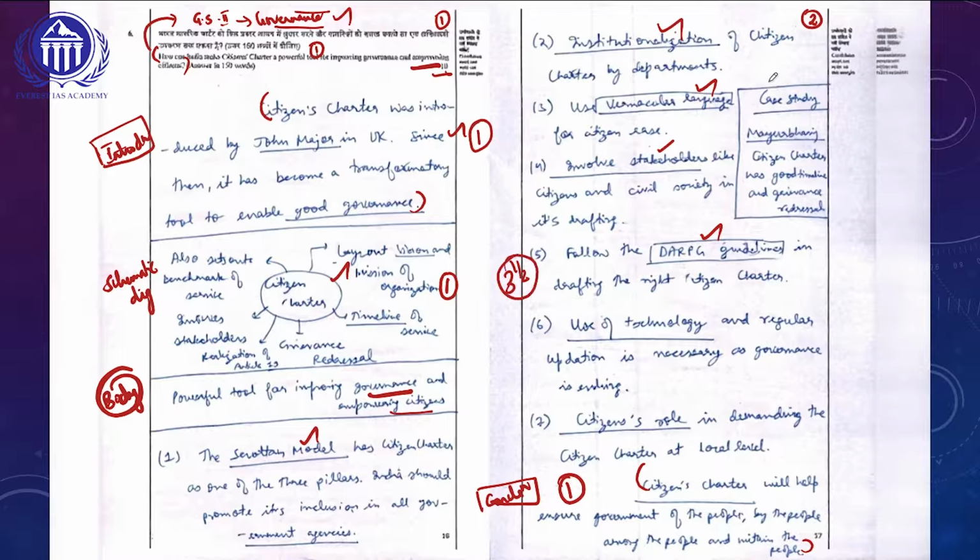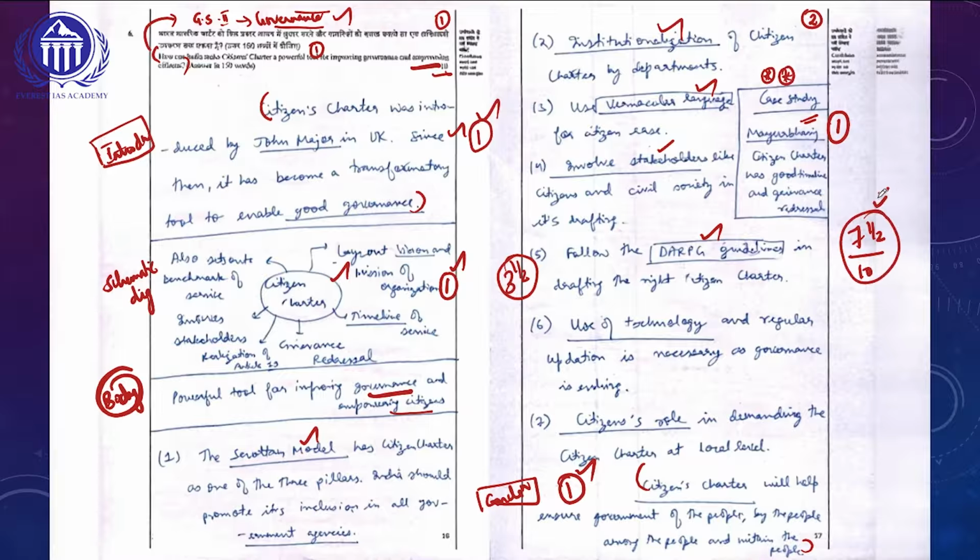Not only that, what is very creative and attractive about this topper is putting a box and highlighting the case study related to the Citizen Charter: Mayurbhanj Citizen Charter, good timeline and grievance redressal. For this case study related linkage, this topper will be getting an extra 1 mark. So overall, in this answer writing technique, this topper has got 1 mark for the introduction, 1 mark for the meaning of the Citizen Charter, and 1 mark for the conclusion. So here he got 3 marks, and in the body of the answer 4.5 marks. Overall, he got 7.5 marks out of 10.